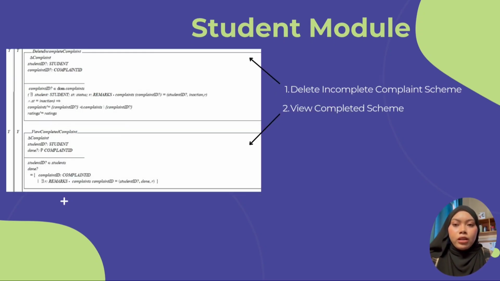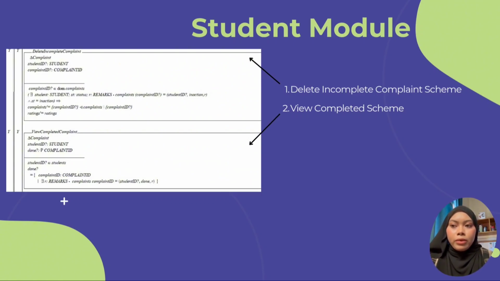For delete incomplete complaint, the student can also delete their complaint using the delete incomplete complaint operation, but only if the complaint hasn't been resolved yet. We verify the complaint exists, is owned by the student, and is still marked as in action. Once deleted, the complaint is removed from the system, but the rating remains untouched.